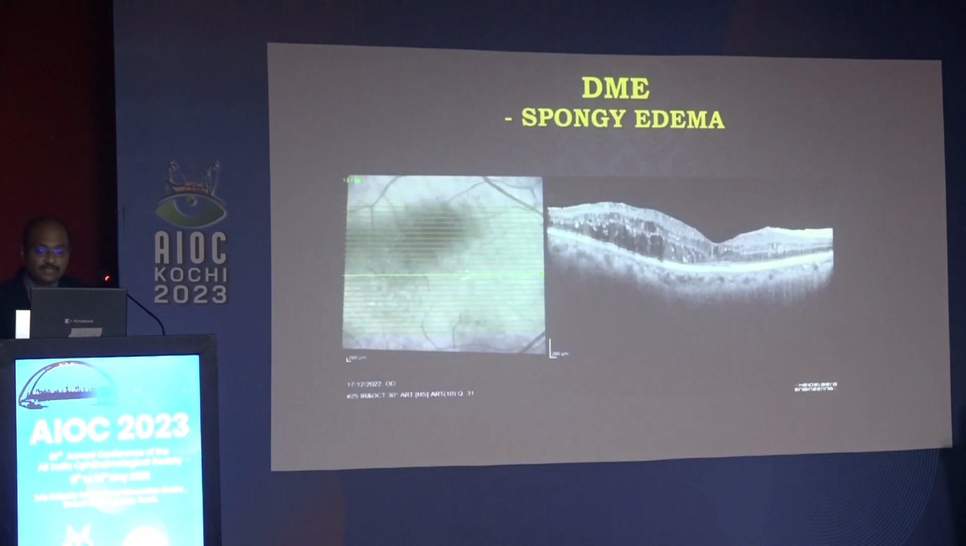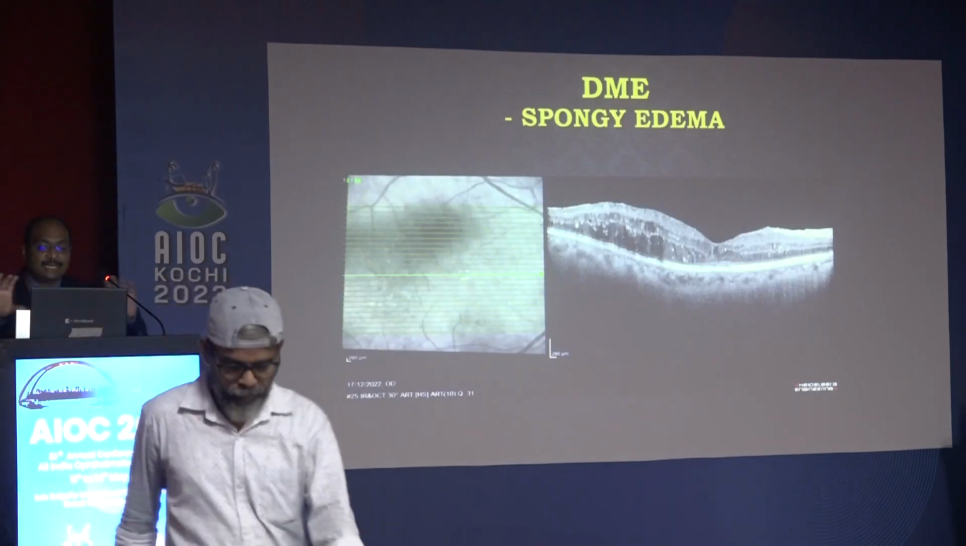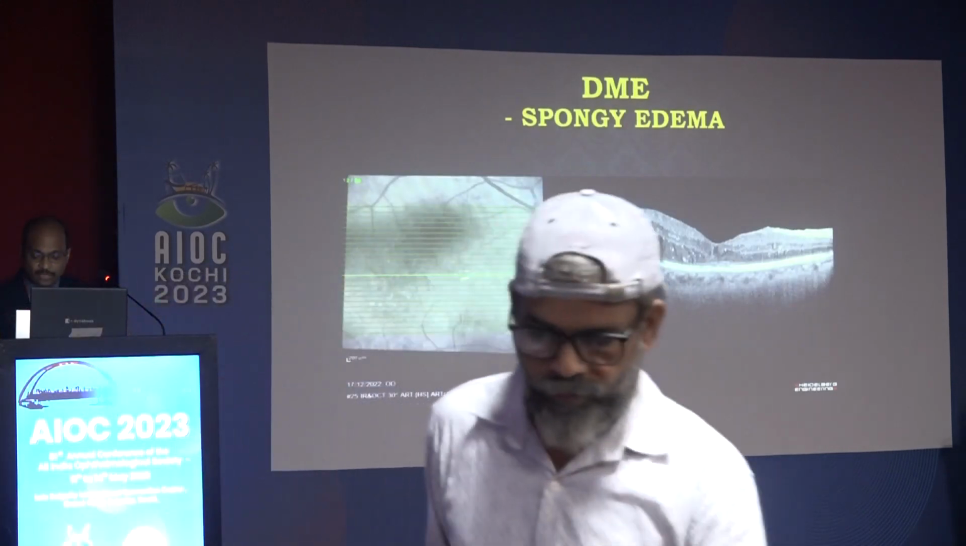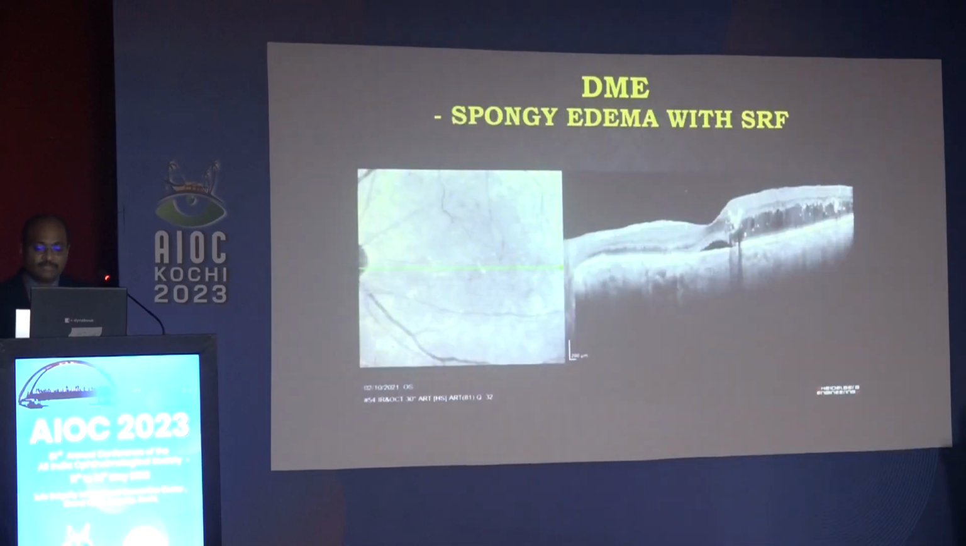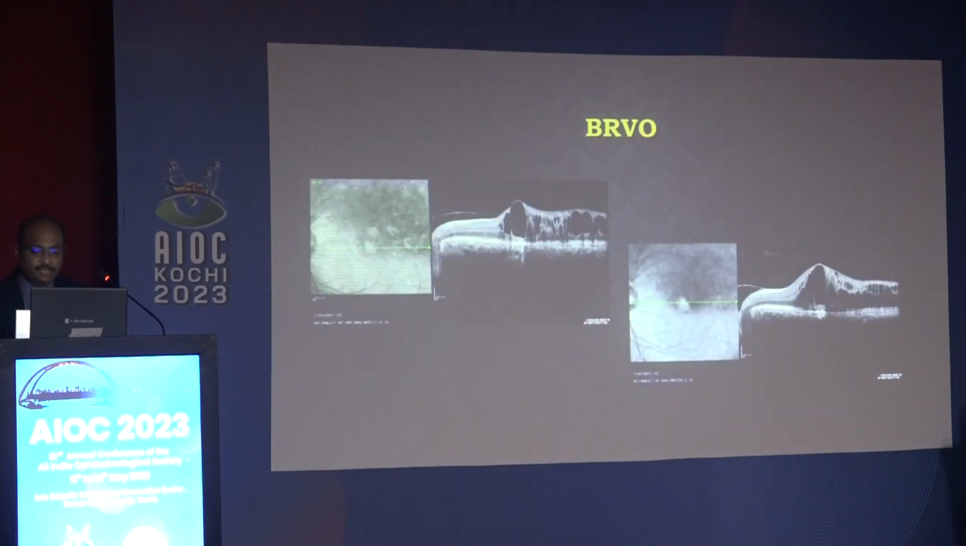You can also get a different kind called spongy edema. This is like a cake, like a sponge out there. It's diffused along the breadth of the thing, and this is spongy edema with subretinal fluid. So these are different morphological types of diabetic macular edema.